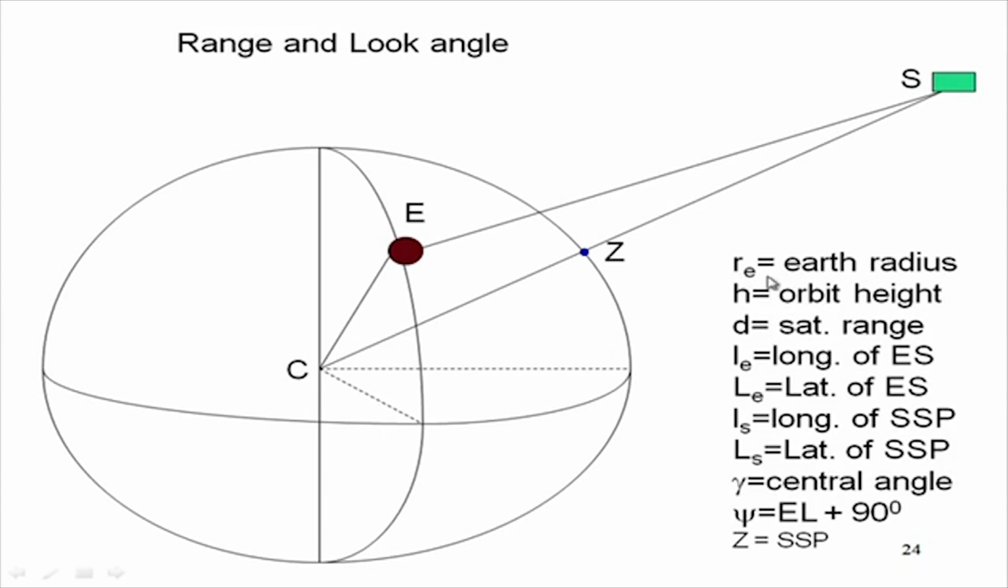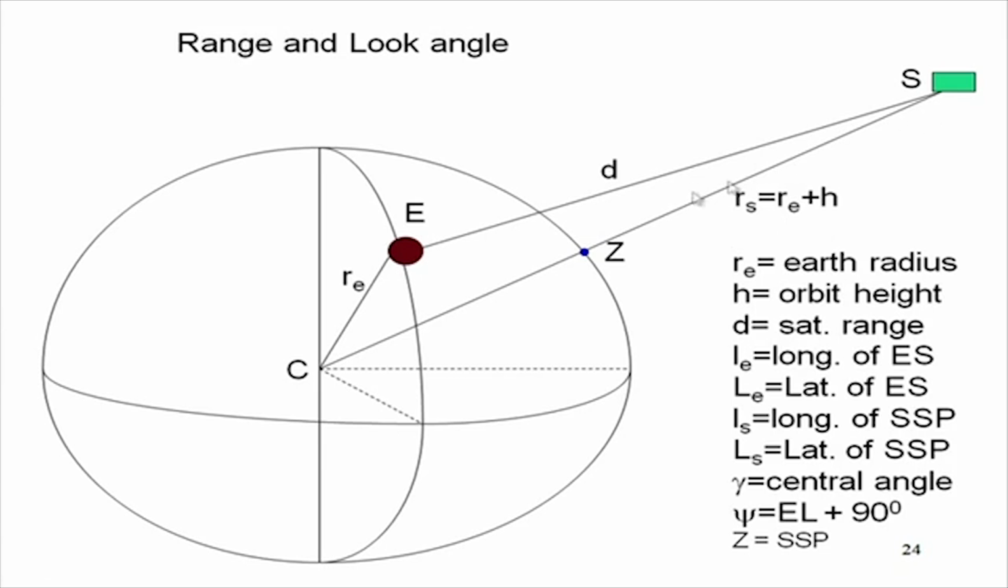So, I will define RE as the earth radius, H as the orbital height, that is Z to S, D as the satellite range, that is E to S, small l E is the longitude of the earth station. Okay, this is the radius of the earth, CE. Then the distance from satellite to the center of the earth, SC or CS, we call RS, which is CZ, that is RE, plus the orbital height, that is ZS. So, RS is equal to RE plus H.